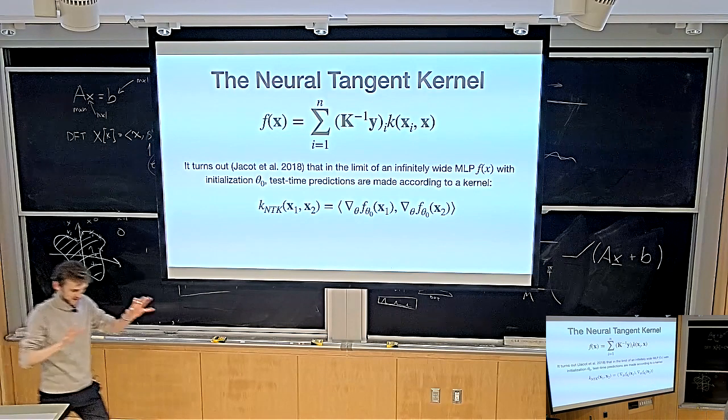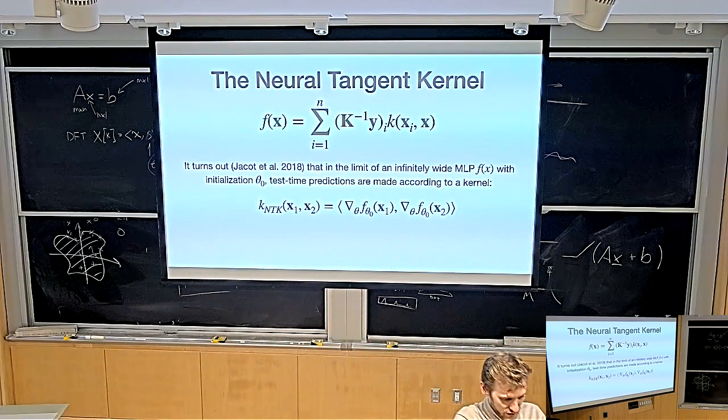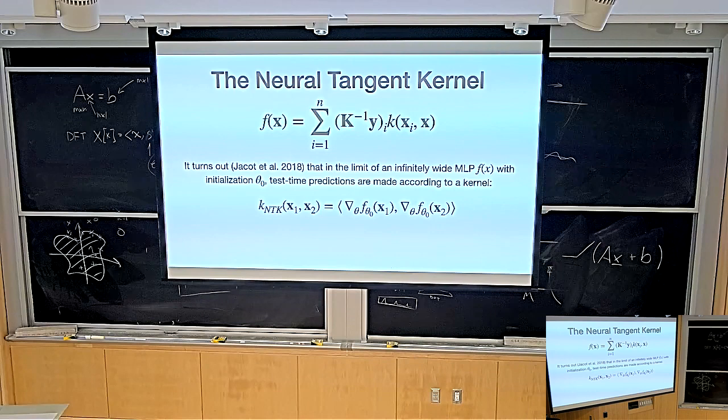So what does that mean very specifically? You take your neural network, you give it coordinate x1, you get an output, you take the derivative of the output with respect to every parameter of the neural network, and that gives you one vector. You take your other coordinate, you give it to the neural network, you get an output, you take the derivative of that output with respect to every parameter again, and the dot product of that tells you the similarity of these two coordinates under this neural network kernel.